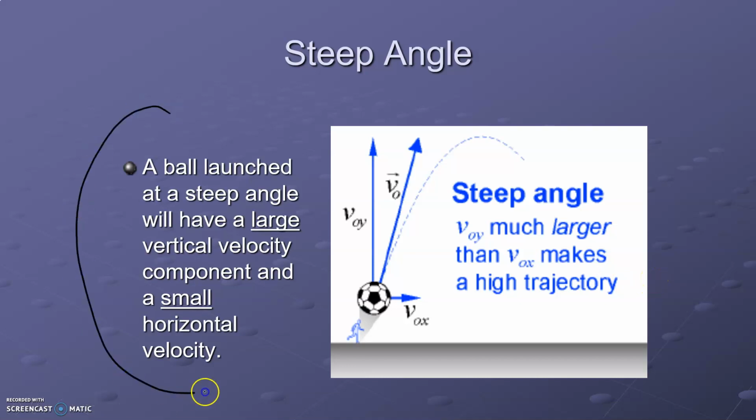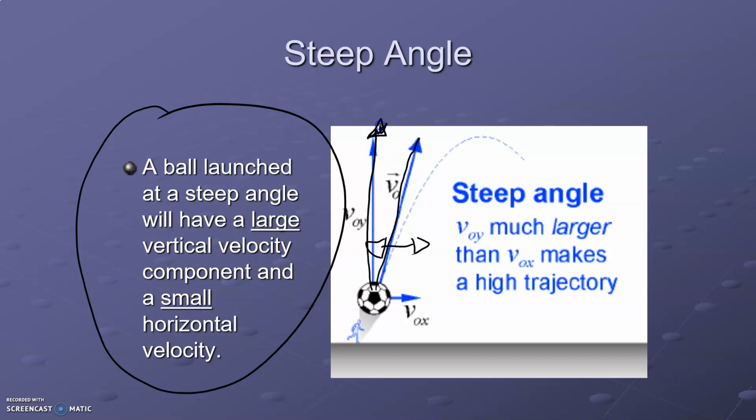Another concept I need y'all to understand is this. A ball launched at a steep angle will have a large vertical velocity and a small horizontal velocity. So, left or right, that velocity is very slow. But going up, that velocity is very high. Like a rocket ship. Or, I don't know, you're playing arrow roulette and you shoot an arrow straight up into the air and it lands back down. Which, by the way, don't do that, guys.